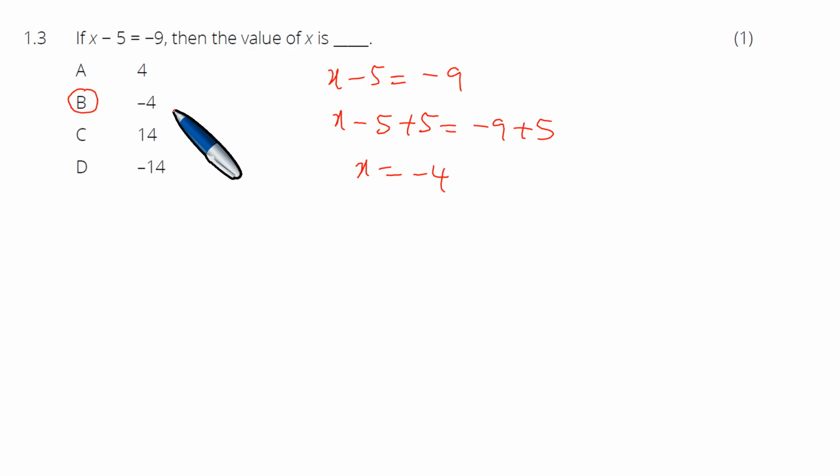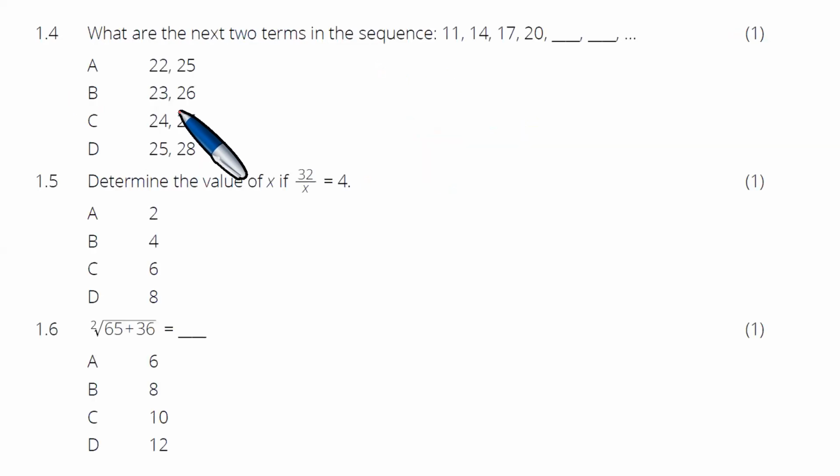Next question. What are the next two terms in the sequence, that one? What do you think? 23 and 26. 23 and 26, okay. You can see they increase by 3, right? Because this one increased by 3 to this, by 3 to this, by 3 to that. So you get 23 and 26. And so the correct answer is B. You agree? Okay.